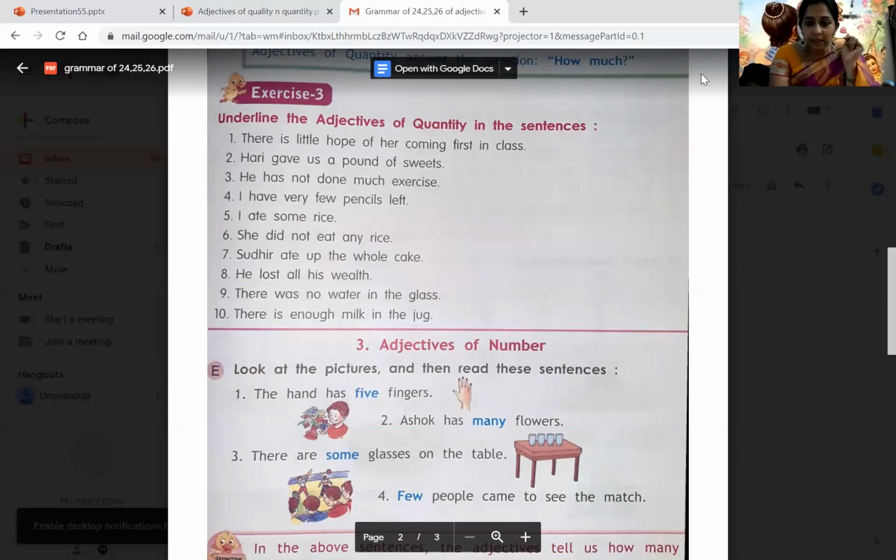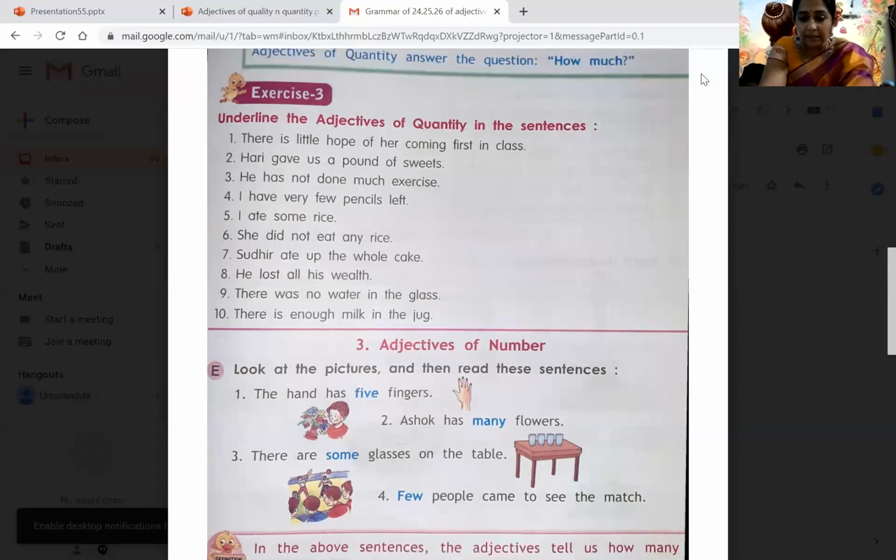The tenth one: there is enough milk in the jug. Enough means sufficient quantity. I don't know how much is there in the jug, but it will be sufficient. So there is enough milk in the jug. That is the adjectives of quantity exercise, children. Now I will continue with the adjectives of number as well. Okay.